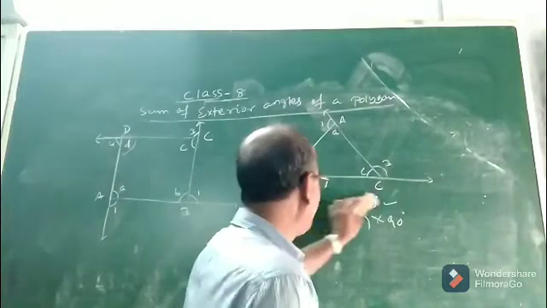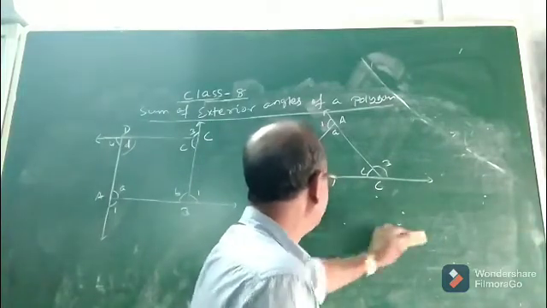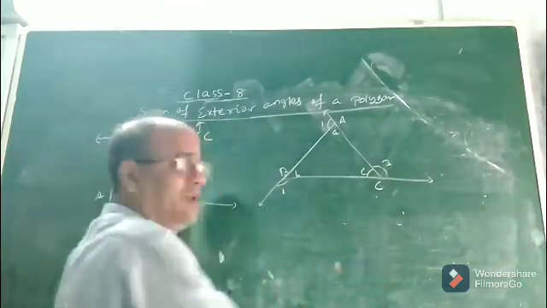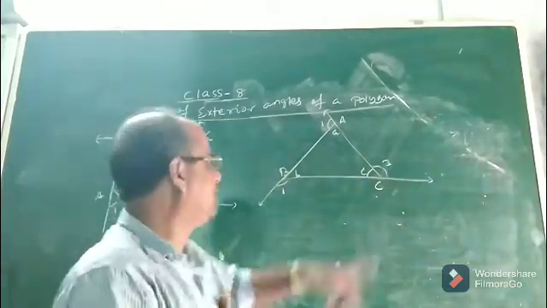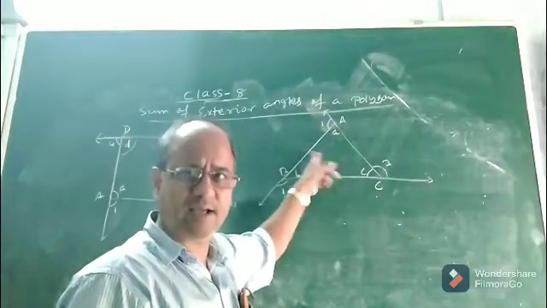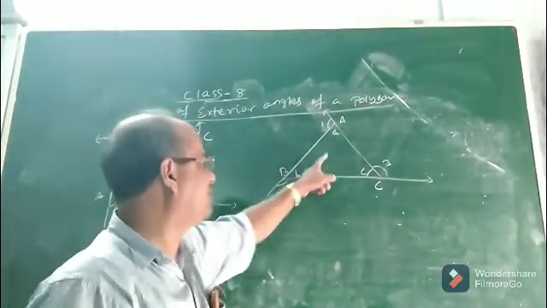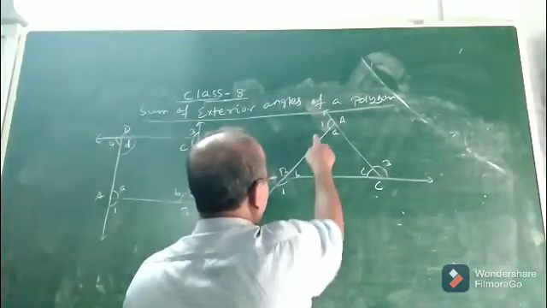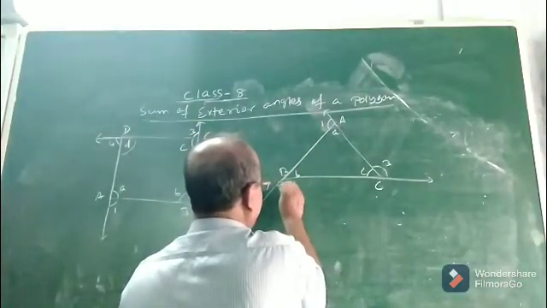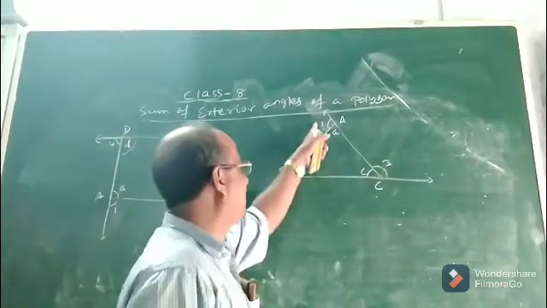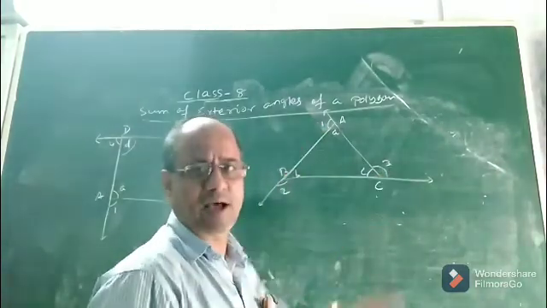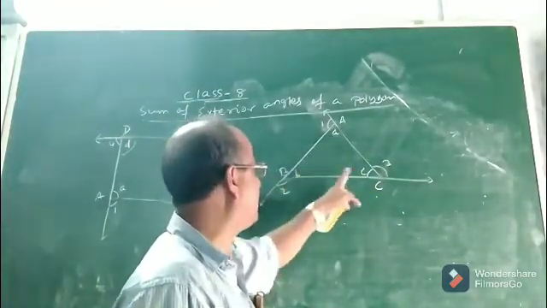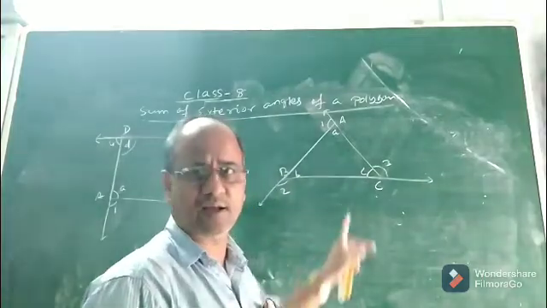Now to make you understand what is the formula, children, I have drawn two figures. One is a triangle, one is a quadrilateral. Here is a triangle, here is a quadrilateral. Now this triangle has 3 exterior angles, namely angle 1, angle 2 and angle 3. See, angle 1, angle 2, angle 3. These are the exterior angles of this triangle, and small a, small b and small c are interior angles of this triangle.